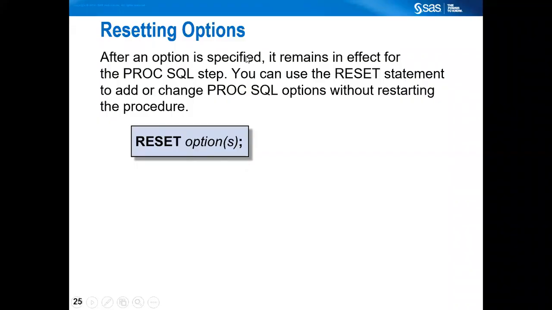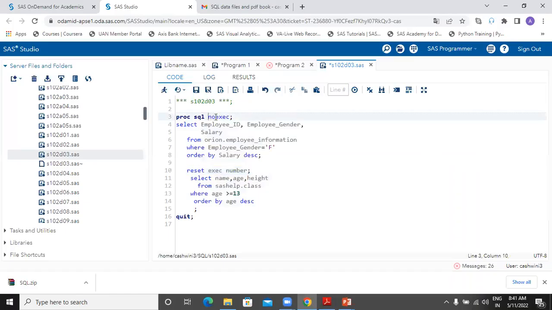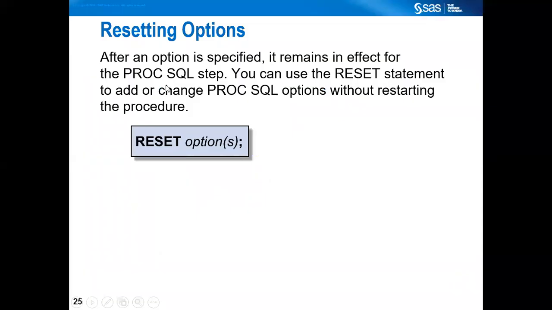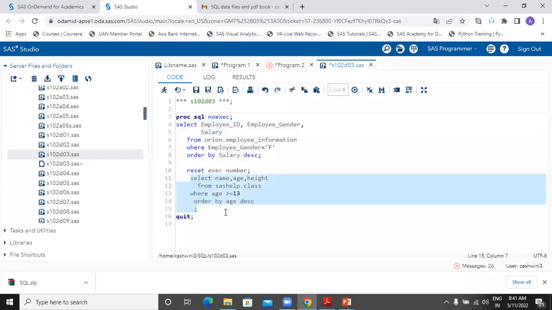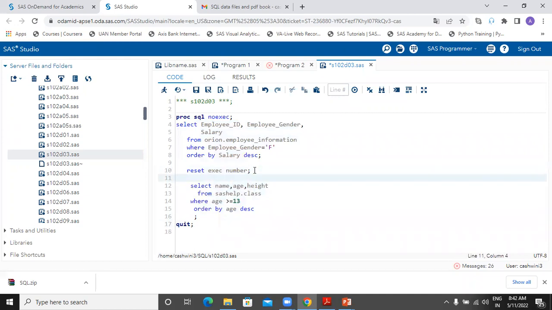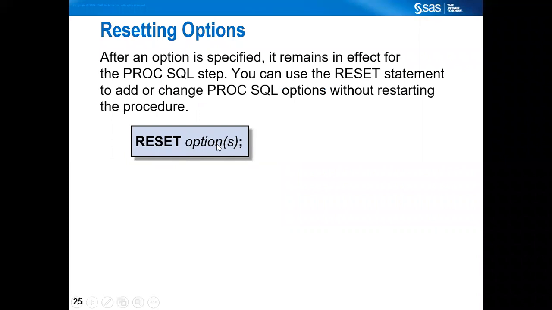It's telling that after an option is specified, it remains in effect for the proc SQL step. That is what it was telling. I was saying it is global for proc SQL, so within proc SQL, any statement you're using, this option is valid within all the statements. So you can use the reset statement to add or change proc SQL options without restarting the procedure. That means if you want this new select statement to execute, there is no need to introduce proc SQL and quit again, writing it separately. Just introduce this statement so that it gets executed, which is reset, and reset your options.